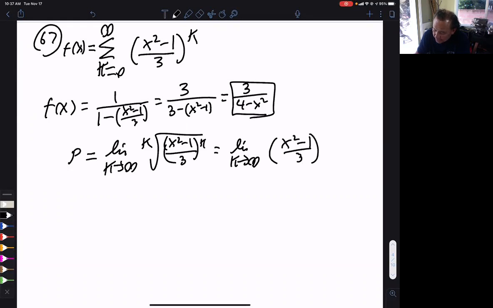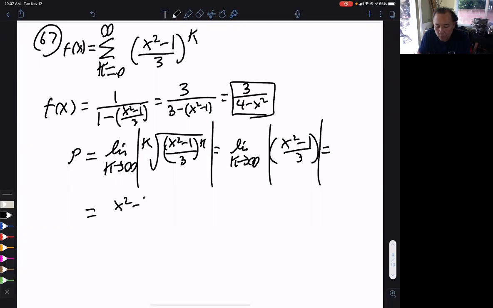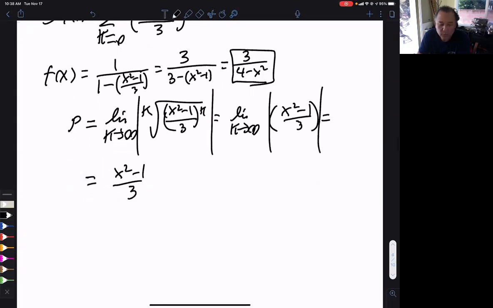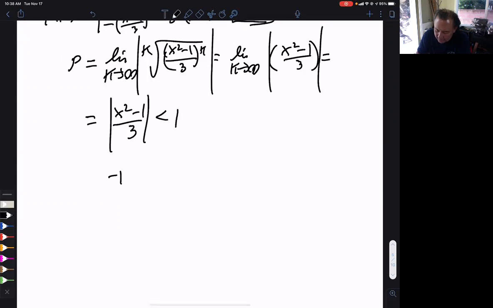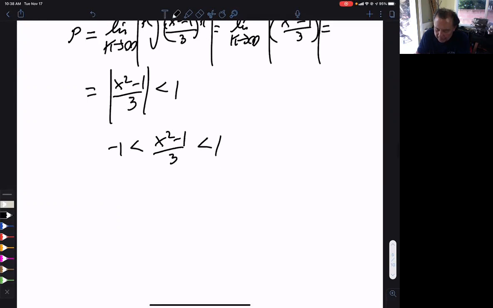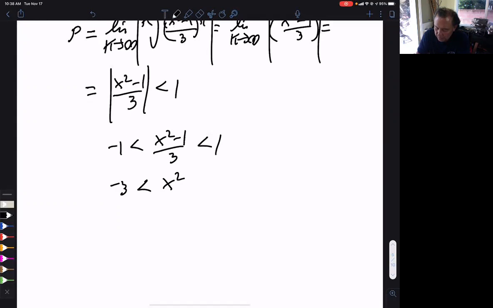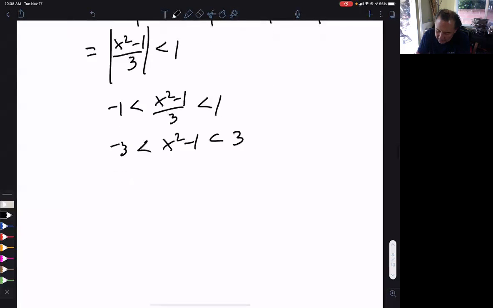And there's no k here, and this is absolute convergence. So we're going to look at the absolute value of all these, which equals x squared minus 1 over 3. And for the root test, that must be less than 1. So I'm going to put that between -1 and 1. I'm going to multiply everything by 3. Add 1 to everything.